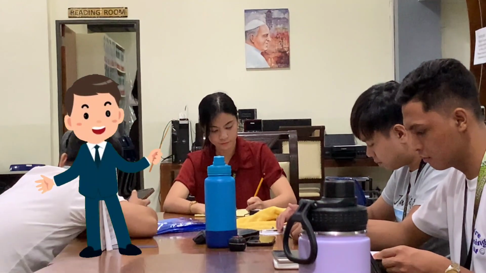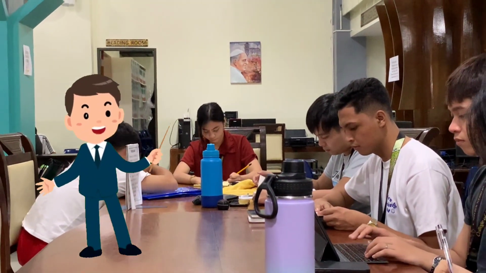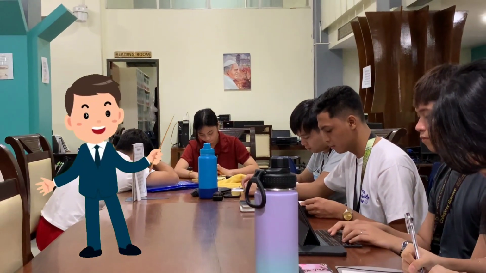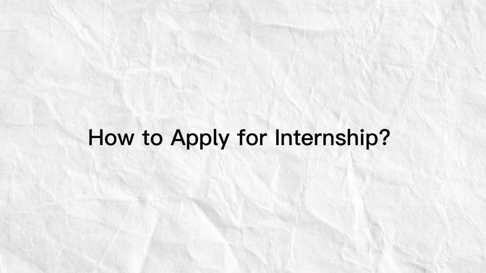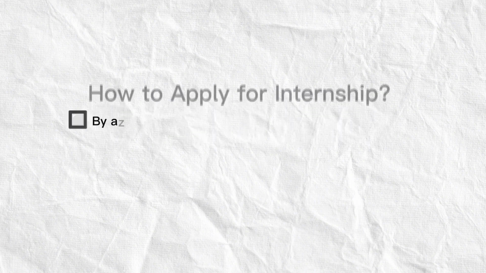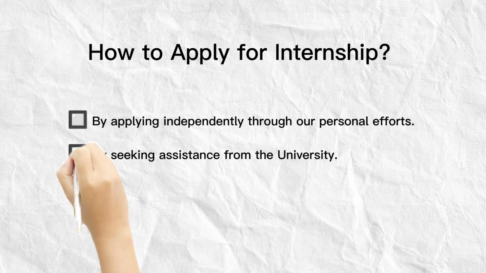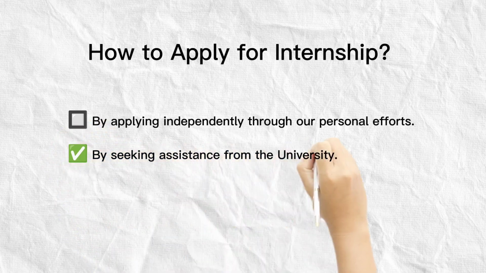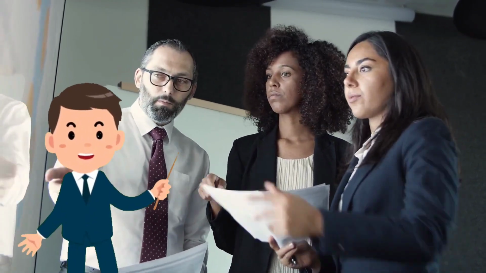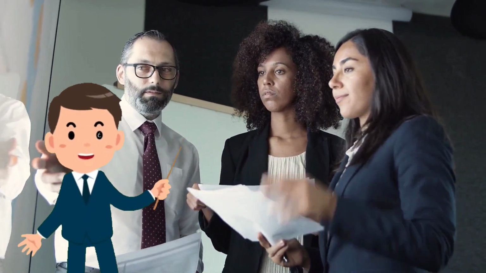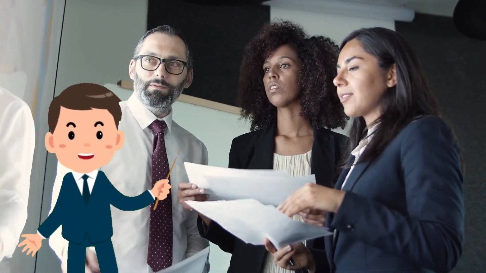Securing an OJT position usually involves finding a company, a task that students may accomplish through personal connections or diligent efforts. However, for those unable to secure a position through these means, seeking assistance from the university becomes an option. Universities often collaborate with companies for various reasons, including providing internship and OJT opportunities for their students.